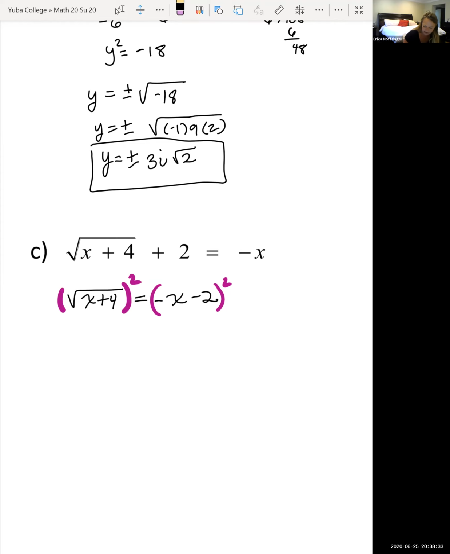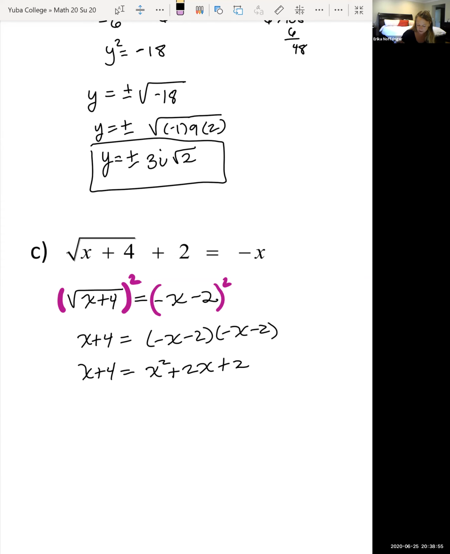And so we have x plus 4 is equal to, and we need to distribute -x minus 2 times -x minus 2. So distributing it, this is x squared plus 2x plus 2x plus 4. So I have x plus 4 is equal to x squared plus 4x plus 4.